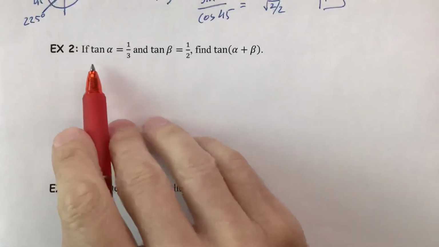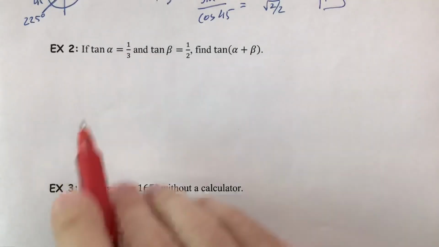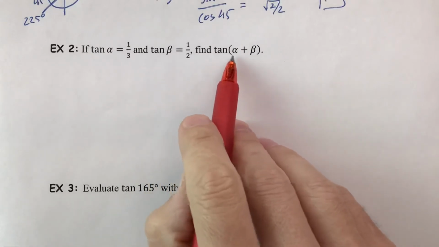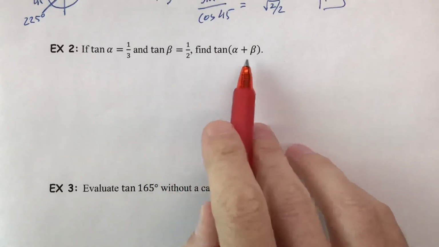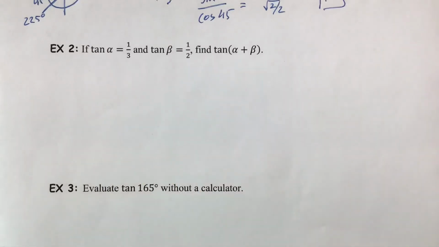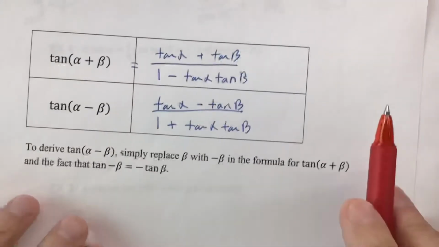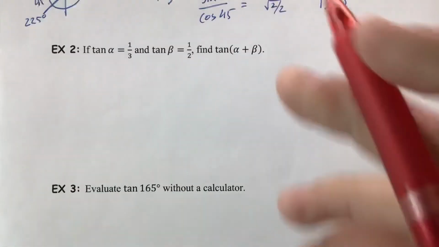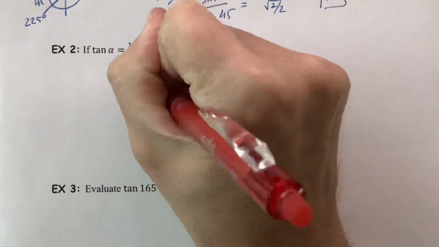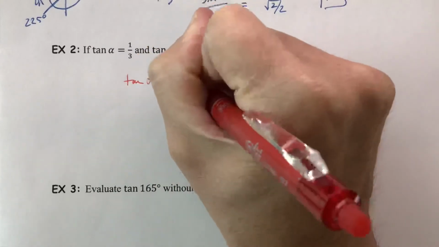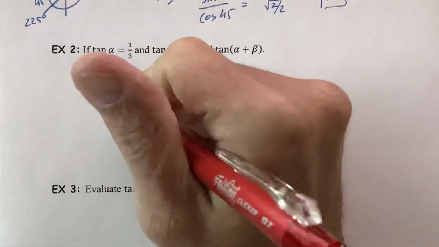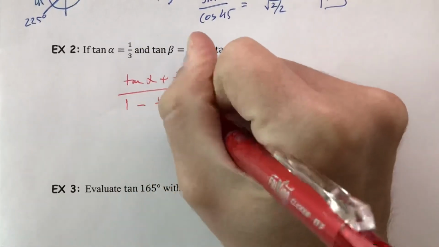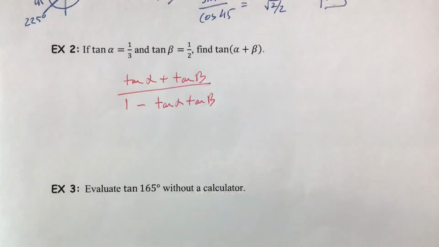Example 2, we are provided with the tangent of alpha as 1/3 and the tangent of beta as 1/2, and we're asked to figure out the tangent of alpha plus beta. Okay, so what we're going to do is look up that formula. All right, alpha plus beta, that is going to be this one, the one that we derived. Okay, so that would be equal to the tangent of alpha plus the tangent of beta divided by 1 minus the product of tangent alpha and tangent beta.